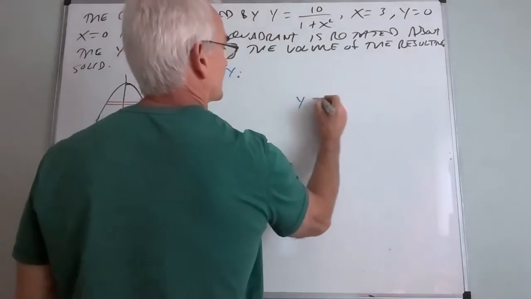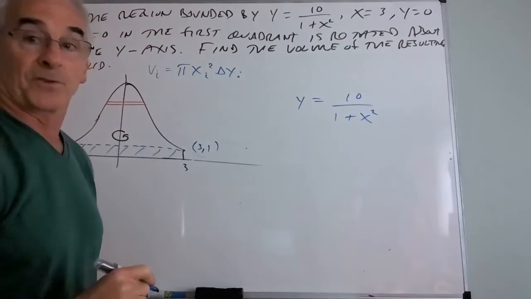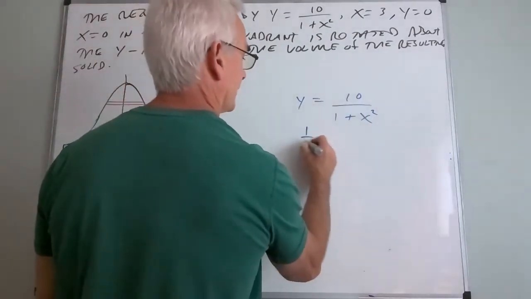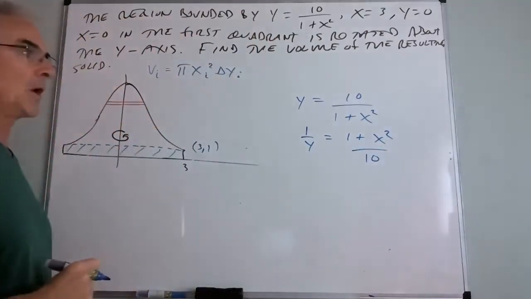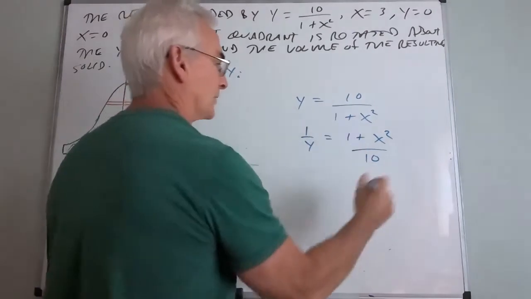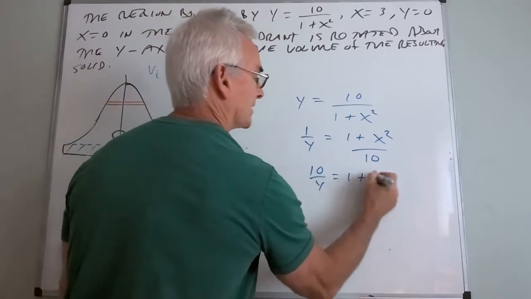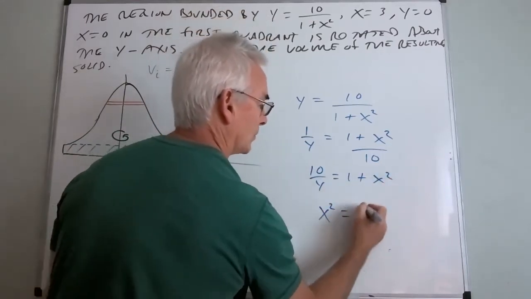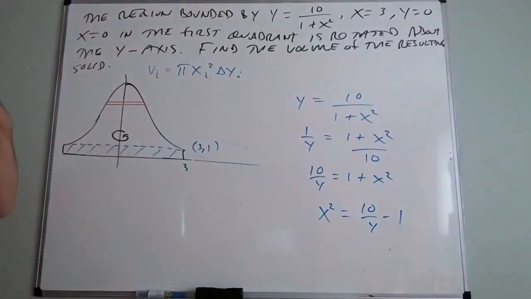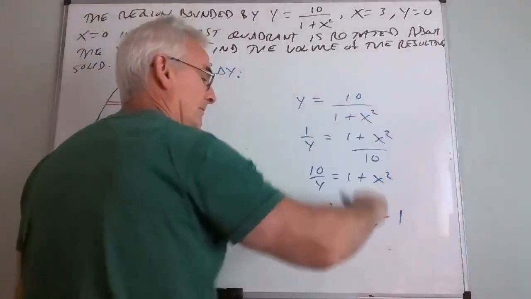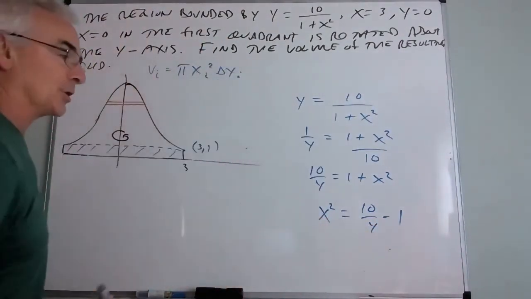So let's do a little bit of algebra. I need to write x squared equals. Well, the first thing I'm going to do is take the reciprocal of both sides. Oh, that makes it a little easier. So do a little flip-flopping here. How about 10 over y equals 1 plus x squared? So x squared would equal 10 over y minus 1. Oh, okay. Not trivial, but not that hard. If I wanted to solve for x squared, we just did. Now, I have to do that because I need this integral to be in terms of y.